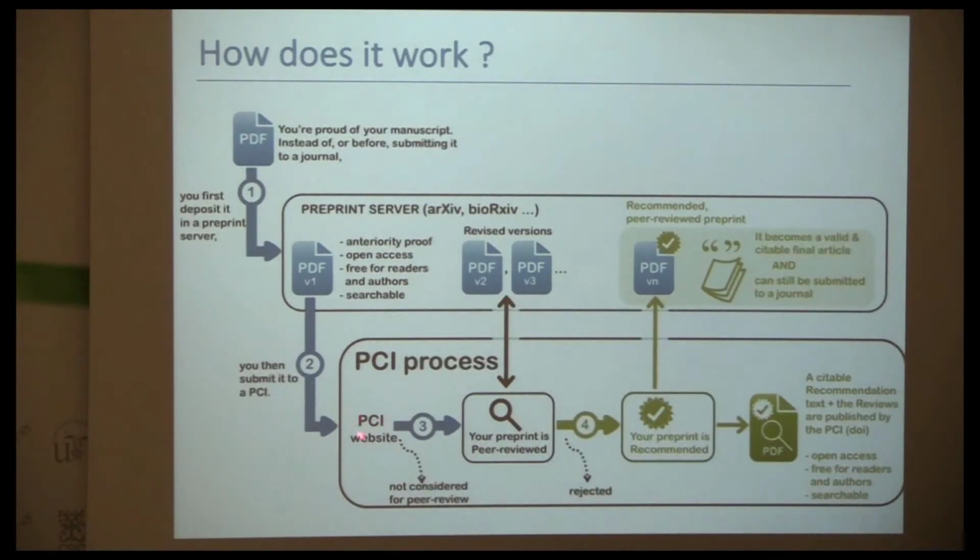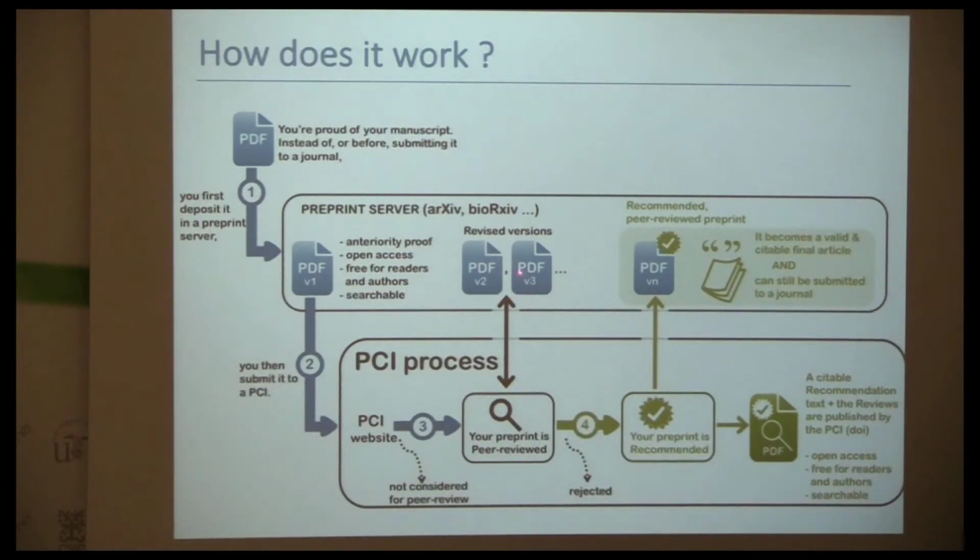Once you have submitted your preprint to PCI, it could be not considered for peer review. That happens when you submit a paper to a journal. Sometimes you receive a letter saying, too many papers, sorry, we cannot evaluate it. So it could be the same for PCI, there could be no editors interested in your paper, so it could be not considered. If an editor takes your paper, it is evaluated by peer review. And then, like in classical journals, there can be three outcomes. It could be rejected. It could ask for a revised version, or it could be recommended, meaning accepted.